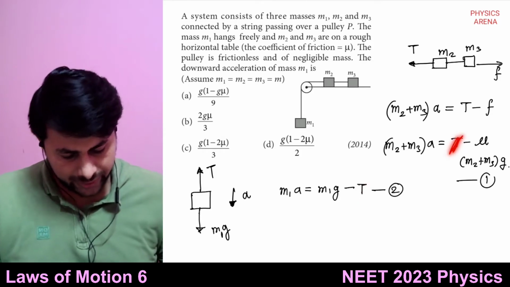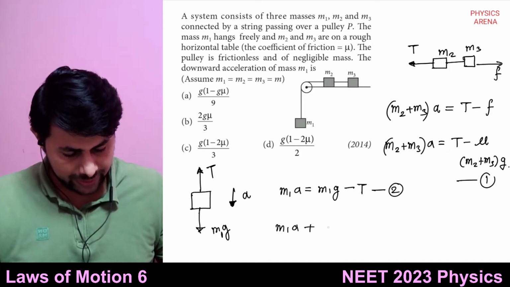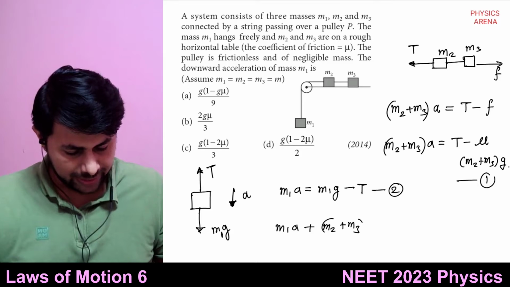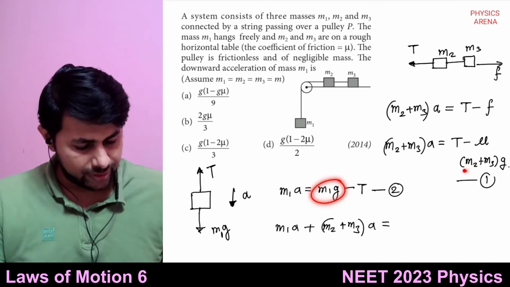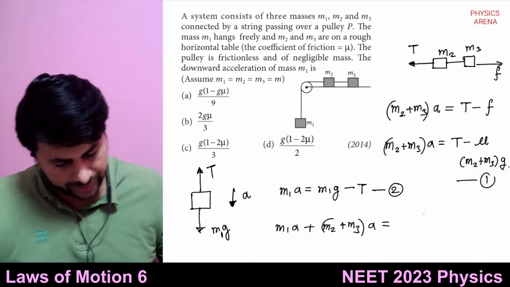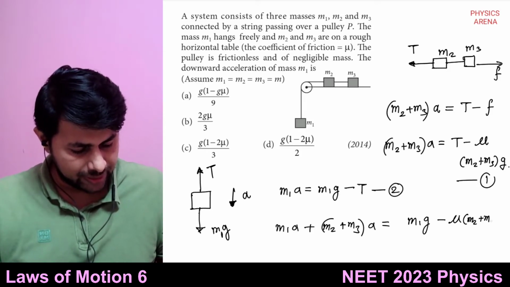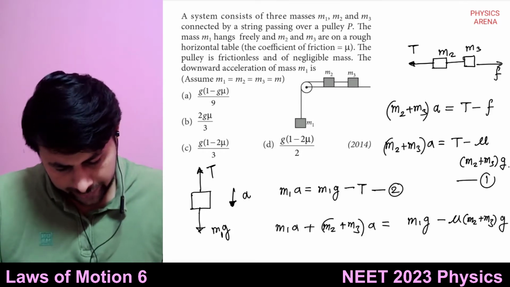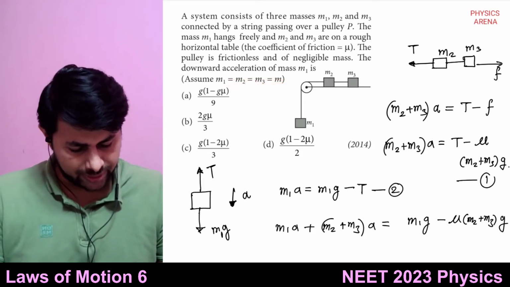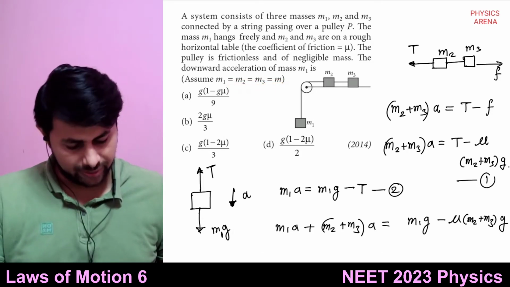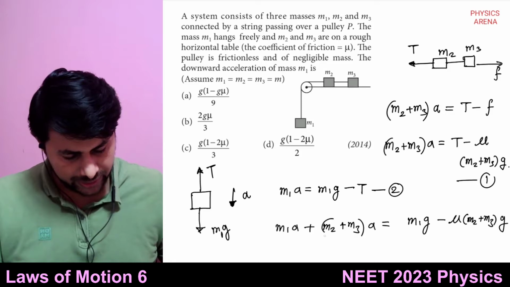Tension will get cancelled out, and you get (m1 + m2 + m3) times A is equal to, on the right-hand side, m1 times g minus mu times (m2 + m3) times g. All the masses are equal, so you can substitute that also. So m2 plus m3 will be what? 2m. This m1 is equal to m, so this is 3m.